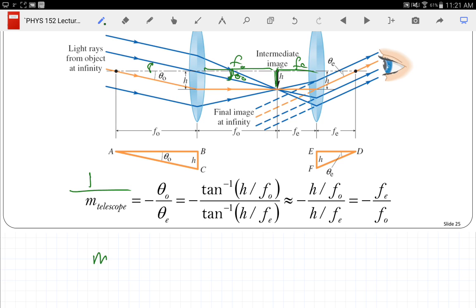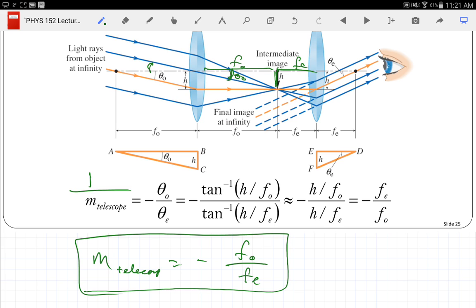So I end up with the magnification for the telescope is equal to minus the focal length of the objective divided by the focal length of the eyepiece, just by taking the ratio of those angles. So you want to have a really large focal length for the objective and a really short focal length for the eyepiece to get a big magnification. With telescopes, you change the magnification simply by changing the focal length of the eyepiece. Short focal length eyepiece, bigger magnification. Longer focal length, lower magnification. Okay, we're out of time, so we won't talk about the other kinds of telescopes today.